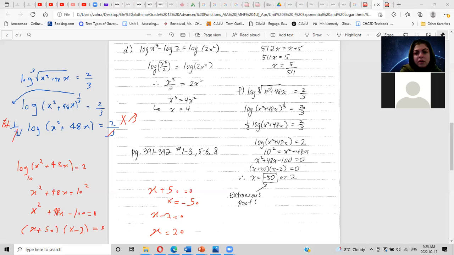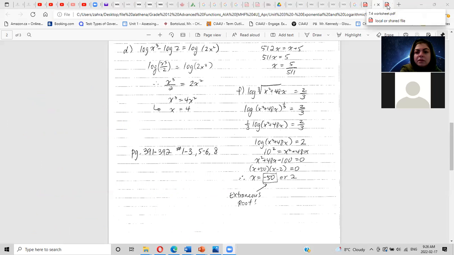So you can try to put negative 50 to the power of 2 here, plus 48 multiplied by negative 50. You get a negative number here. Since in front of the log you cannot have a negative number, this is going to be an extraneous root. Then you can try to put 2 squared plus 48 multiplied by 2, which gives you a positive number in front of the log. So this one is acceptable. Any question? No.